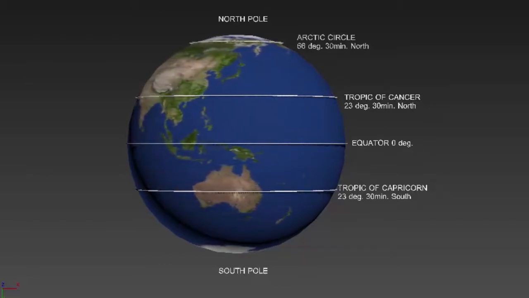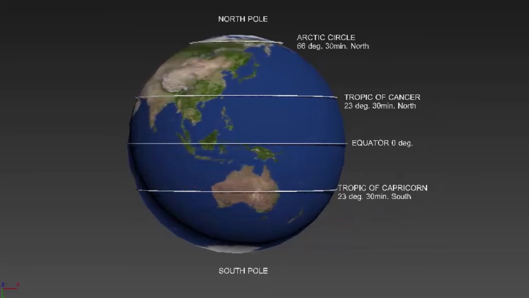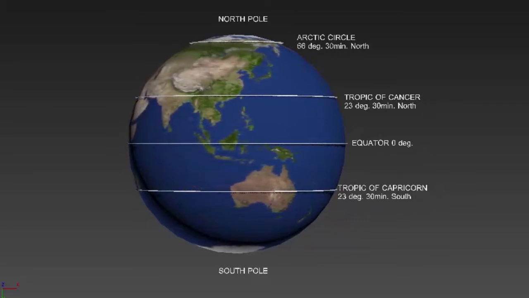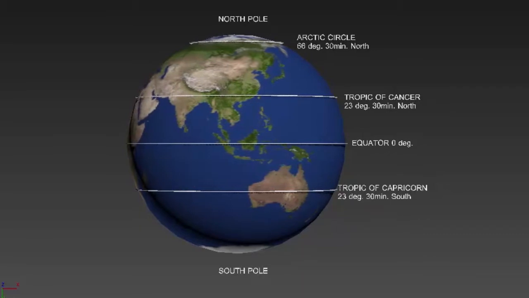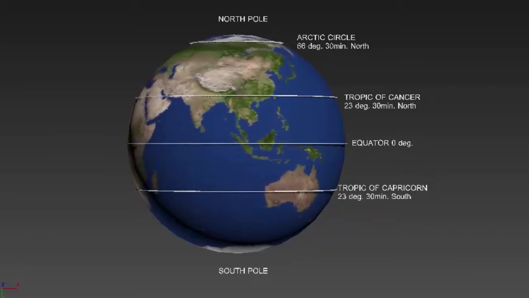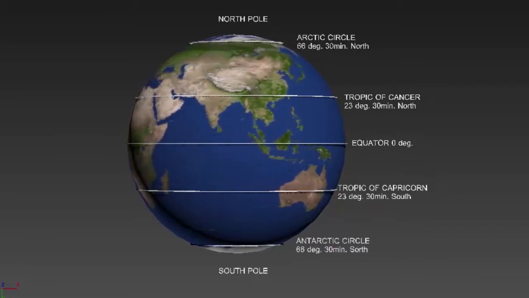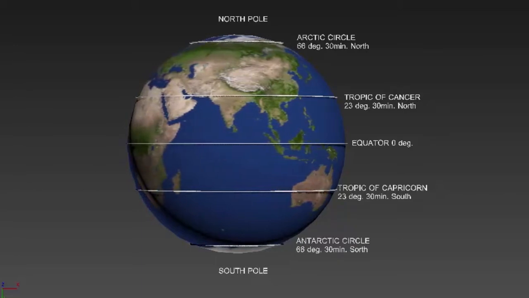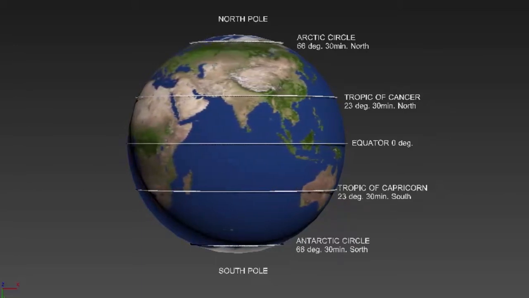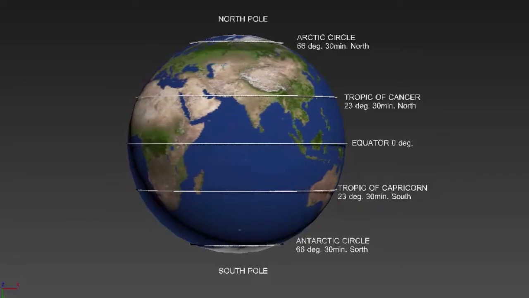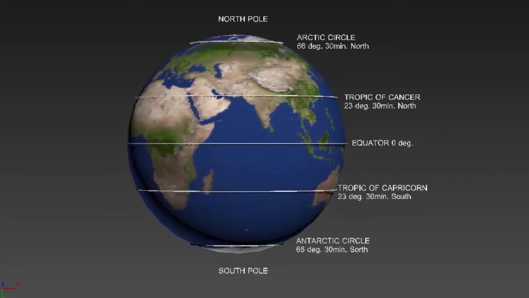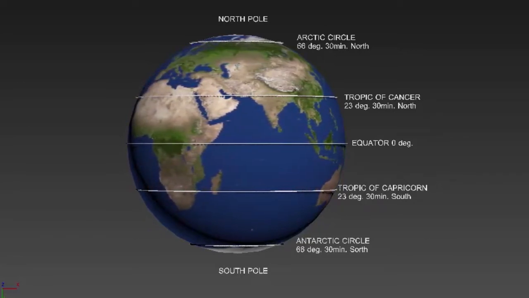The Arctic Circle is at 66 degrees 30 minutes north and the Antarctic Circle is at 66 degrees and 30 minutes south. These latitudes, the Arctic Circle and the Antarctic Circle, define the polar regions.